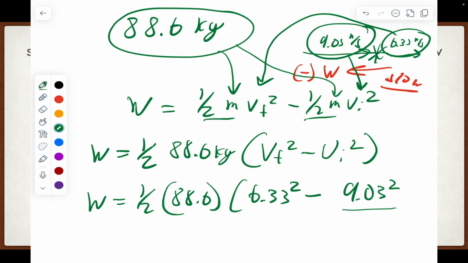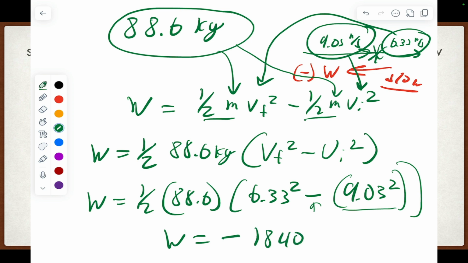The minus sign does not go with this value. So kind of keep this as its own little entity inside of here, so we don't want to lose that minus sign in our math here, okay? As we do this, if we solve for this, we're going to find out that as Justin Jefferson does this, we end up getting a negative 1,840, and work is in joules of work on this, okay?